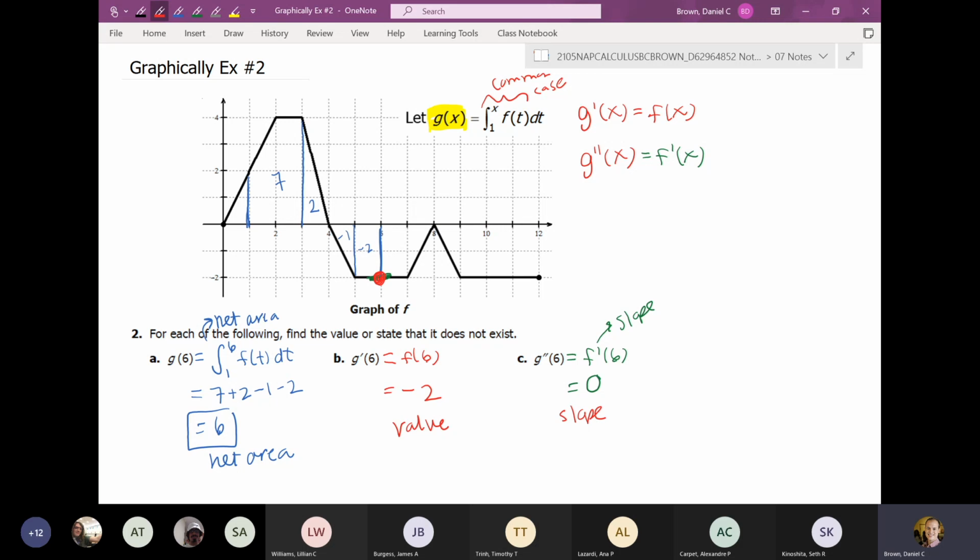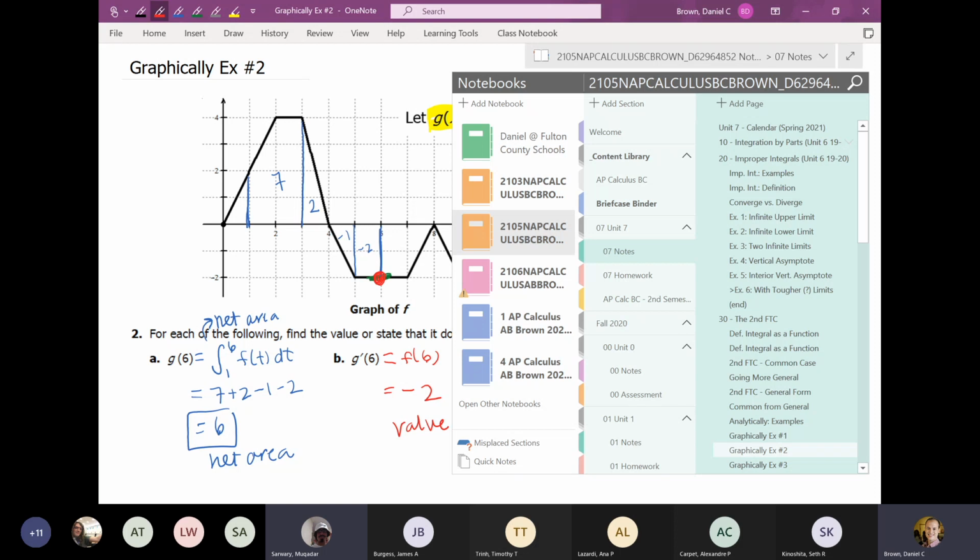Before you go, though, I did want to make sure I answered any questions about the second FTC. So go ahead. What are your questions, if you have any? Can we do one where it's not a graph and do a second derivative? Yeah.